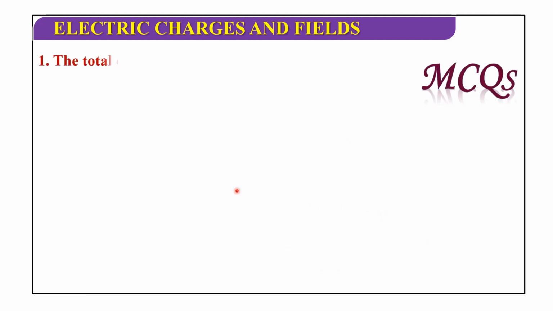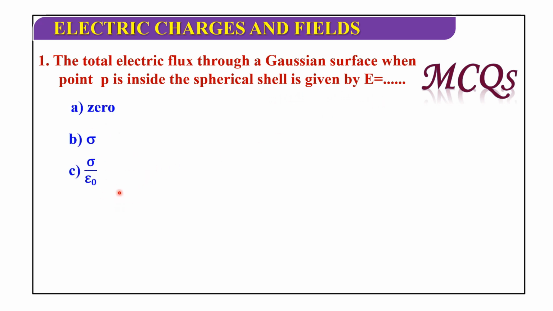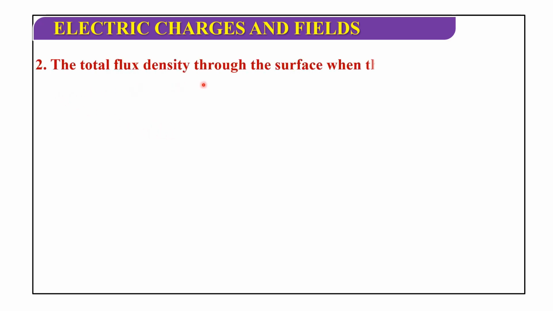Now let us discuss MCQs. The total electric flux through a Gaussian surface when point P is inside the spherical shell is given by E is equal to 0, sigma by epsilon naught, Q by epsilon naught. See, this is 0. So the total electric field through a Gaussian surface when point P is inside the spherical shell is given by E is equal to 0. First option is correct.